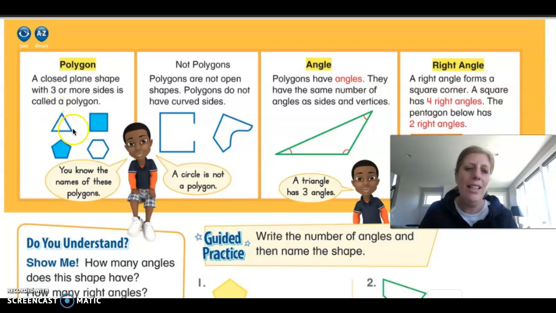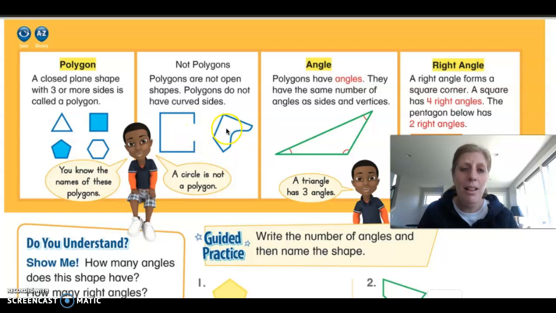Think about it like a fence or like a yard that you might put up for a baby or for your puppy, and can't have any openings or the puppy might get out. So it has to be closed, and it has to have 3 or more sides to be a polygon. So these are polygons, these are not polygons. Why is this one not a polygon? Because it's not closed. You see it has this opening here?